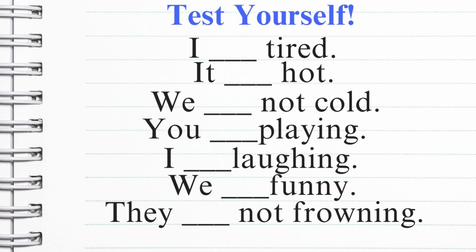So why don't you test yourself now? Read these sentences and fill in the gaps with which words of the second column should be in there. So the am, the are, and the is. So those are the words that are missing. So pause the video, write it down, have a go, and then press play when you're ready.